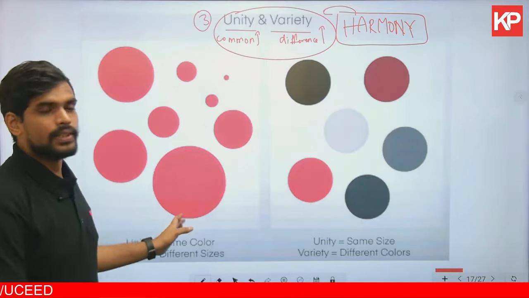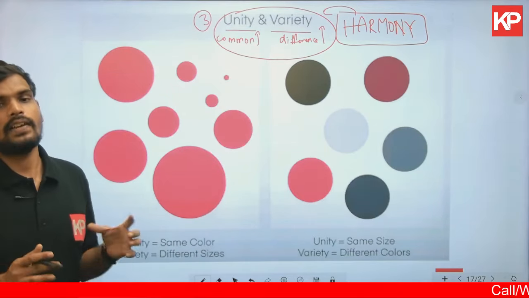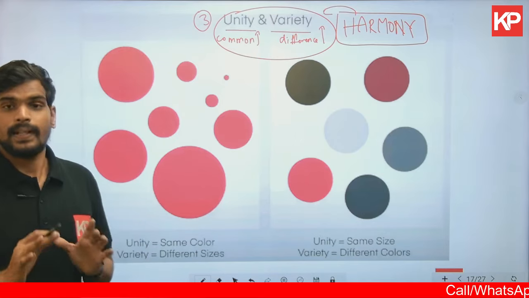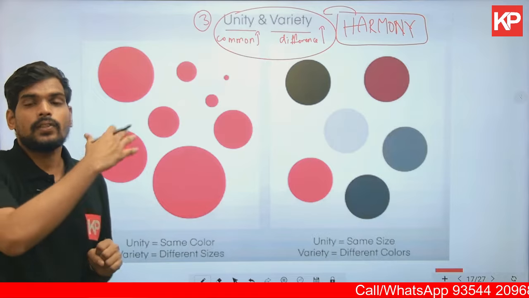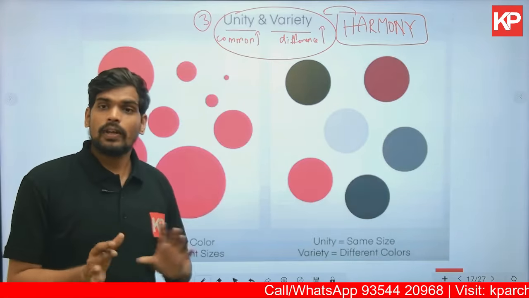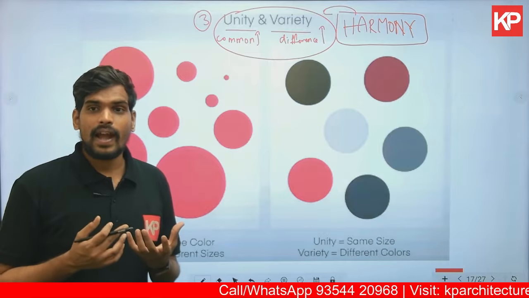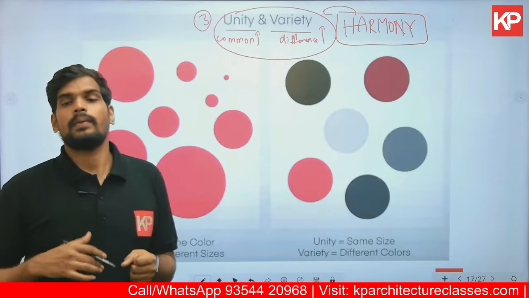So if you look into these examples, the first composition, what is unity? What is common here? Everything is circle, same shape, everything is same color. So that is unity. What is variety? Everything is of different size, right? So that is variety. In the second composition also you have both unity and variety. What is unity factor? What is common? Everything is circle, everything is of same size. But what is variety?